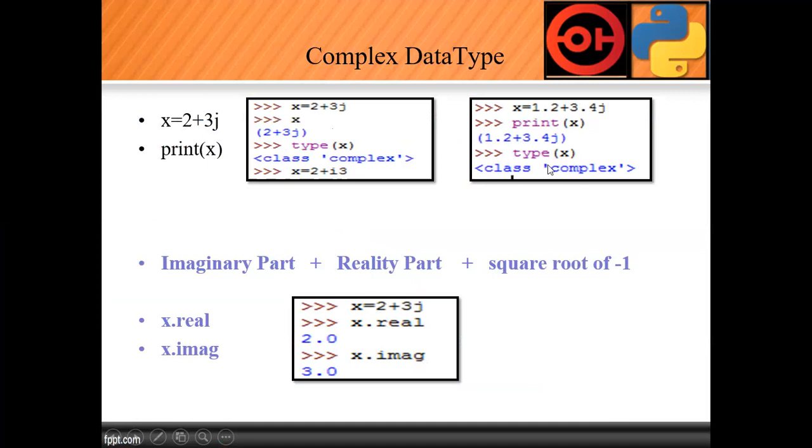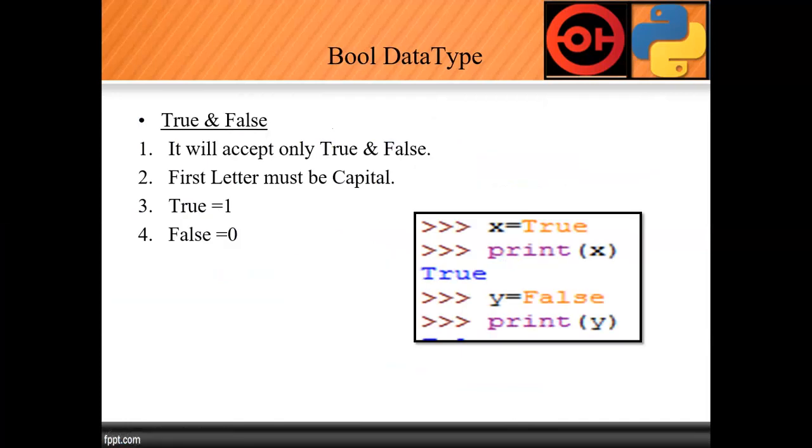We can use a complex number with fractional numbers also. Here, like 1.2 and 3.2, I have used integers, but we can use fractional numbers also. So we can perform operations. The imaginary part plus the real part. Here it is not plus; it is a multiplication by the square root of minus 1. So with x dot real and x dot imag, we get the values. So this is about the complex data type. After that, the fourth data type is bool.